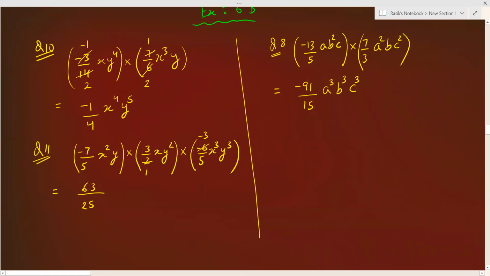X square into x cube. X ki power 2, x ki power 1, x ki power 3. 2 plus 1 plus 3 is equals to 6. X ki power 6. y y square y cube यहाँ पर भी y की power 6 हो जाएगी. So answer 63 upon 25 x to the power 6 y to the power 6. Understood? Any problem?